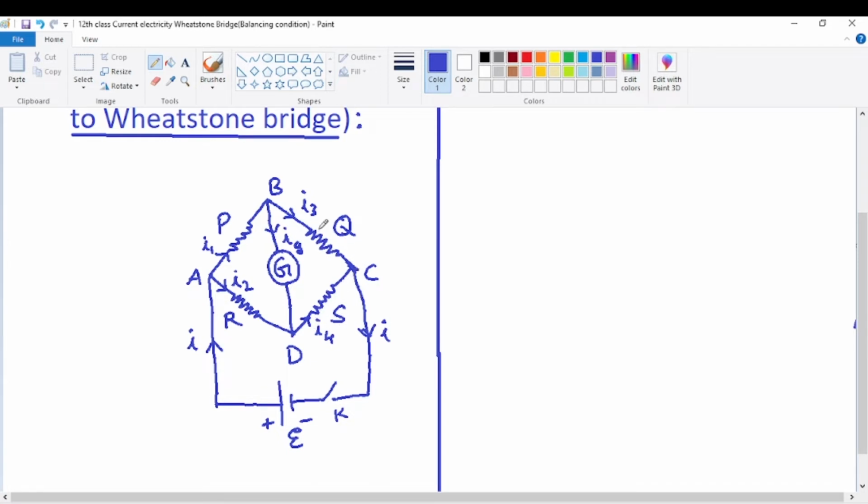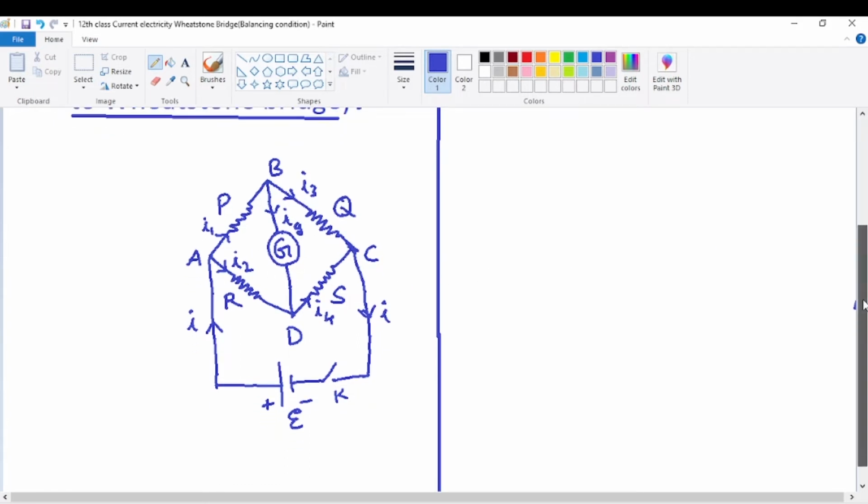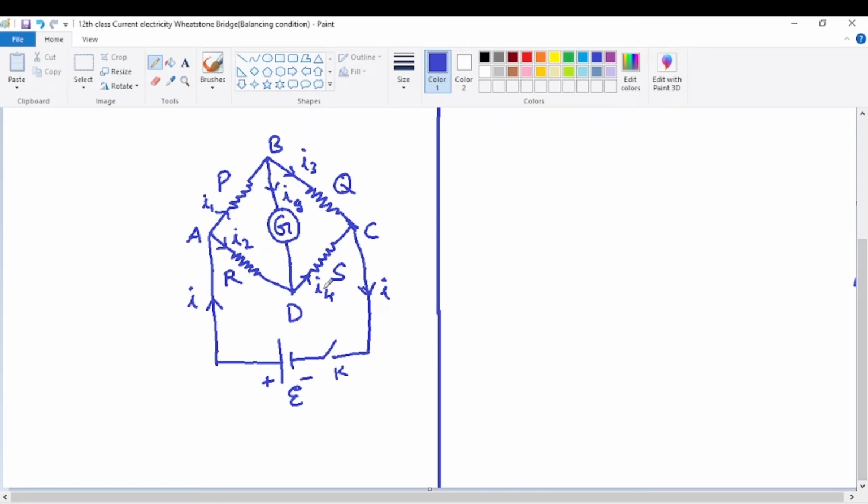Now again observe, at the junction C, I3 and I4 combine and flow as what? Already we have seen this. This is nothing but the actual current sent by the battery. So this is how the currents get divided. Everything here is very simple. Now the important thing is here.